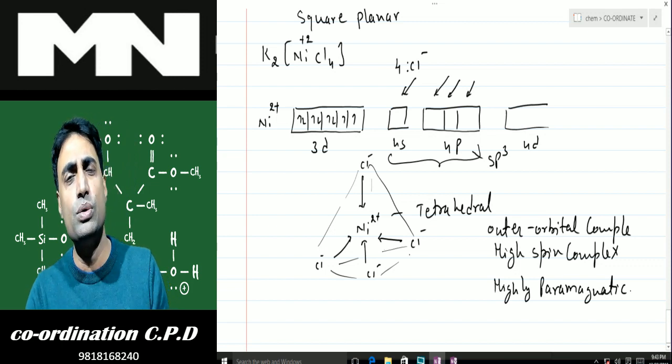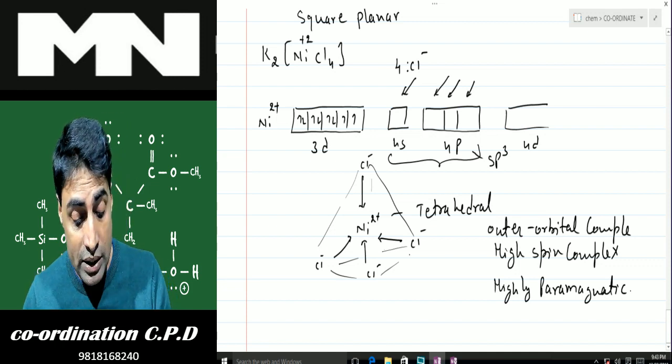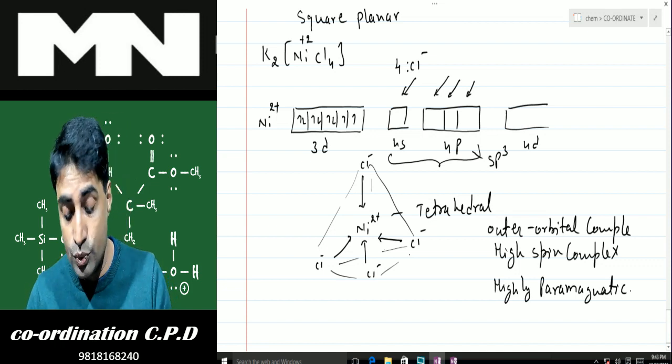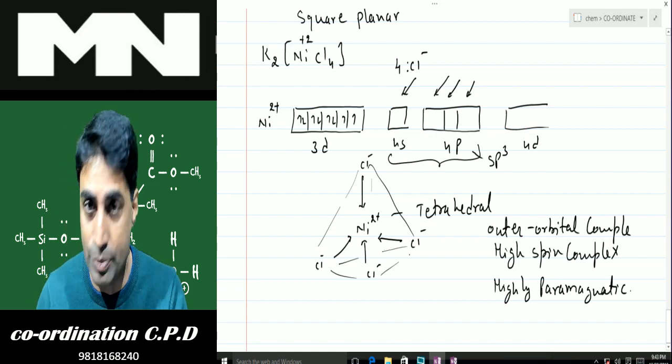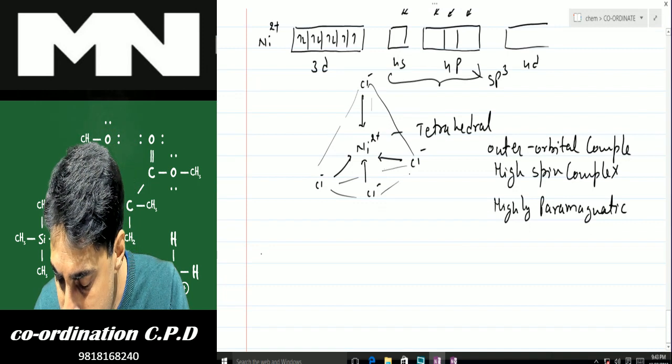We'll move on to the drawbacks of VSEPR and then CFT later on. But before that, we'll do isomerism, because isomerism is very much based on the VSEPR approach. So now we'll see isomerism.